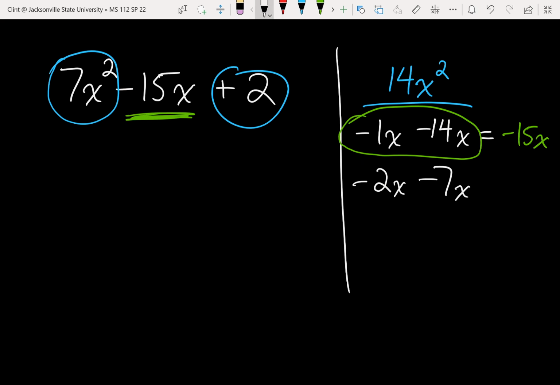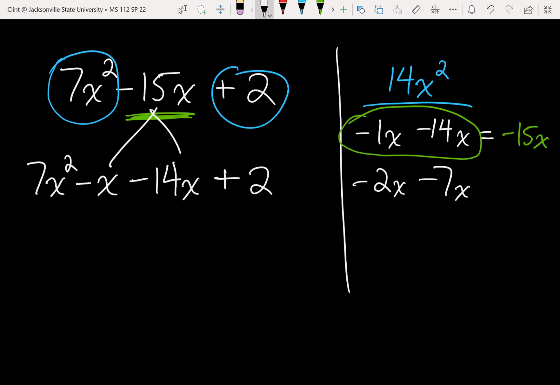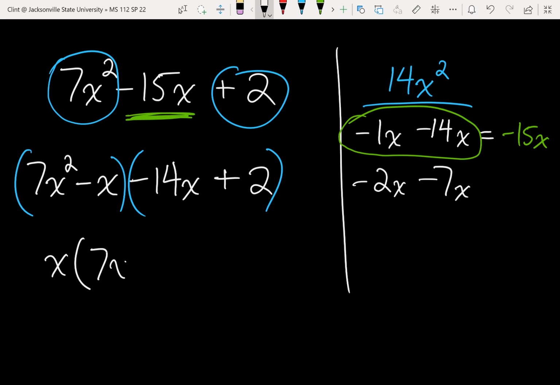Then I take those two numbers when I rewrite my middle term. So instead of writing negative 15x, I'm just going to write negative x minus 14x plus 2. This is just split up, and we factor by grouping. In the first group, I see I've got an x in common. That leaves me 7x minus 1.